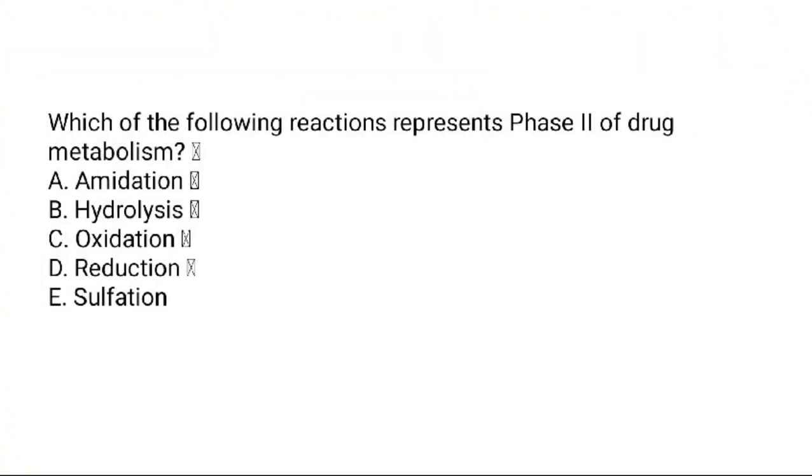Next, which of the following reactions represents phase 2 of drug metabolism? Amidation, addition of amide group, hydrolysis, oxidation, reduction, or sulfation. Now we know phase 2 metabolic reactions involve conjugation reactions to make phase 1 metabolites more polar, to make them eliminated. Now sulfation and glucuronidation are the most common phase 2 conjugation reactions. So here the option E is correct.